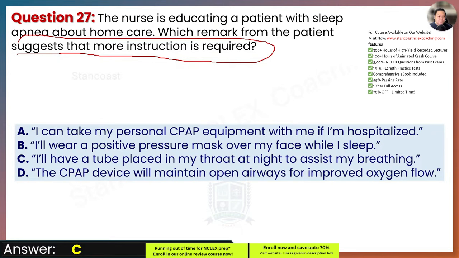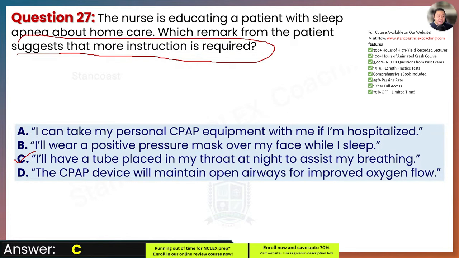Now, the others, A, B, and D, are all statements that reflect understanding. With letter A, they can take their personal CPAP equipment when they are hospitalized. The machine is portable, and many patients choose to bring their own equipment with them to the hospital to ensure they can continue therapy without interruption. So this is a practical understanding, so there's no further education required here.